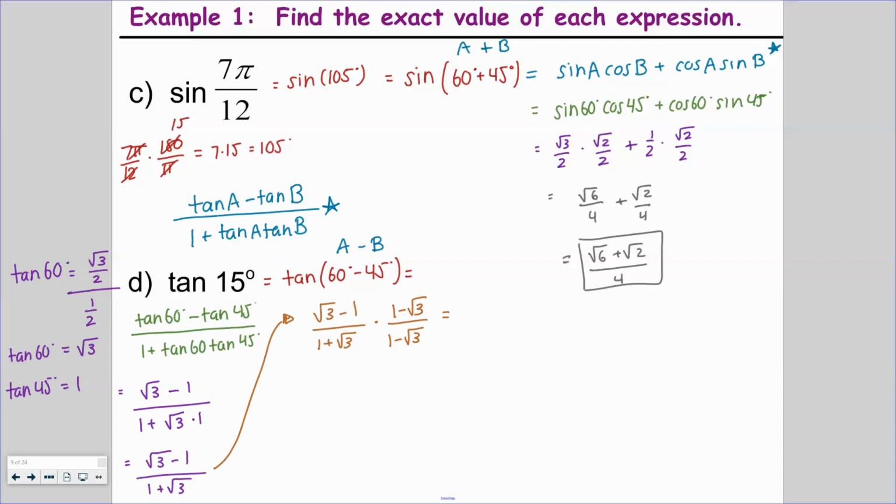Okay, and then we just FOIL, right? So this is the square root of 3 minus 3 minus 1 plus the square root of 3, all over 1 minus 3.